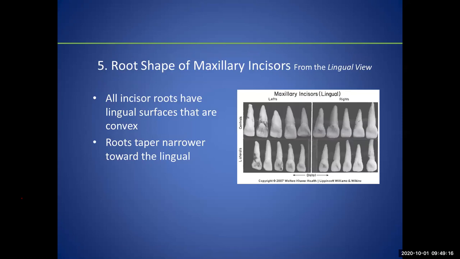All incisor roots have a lingual surface that is convex. The roots taper narrower towards the lingual. That's all that's saying, okay? The apex of the root is narrower. And the roots taper narrower towards the lingual. So the lingual is going to be a little narrower than the facial. So the facial is going to be broader and the lingual is going to be narrower. So the shape of the root is like that. So this will be the facial and this will be the lingual.